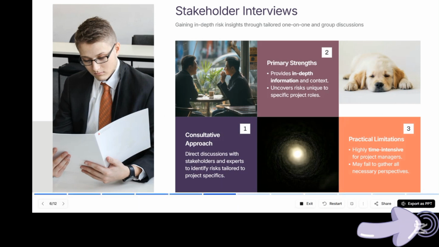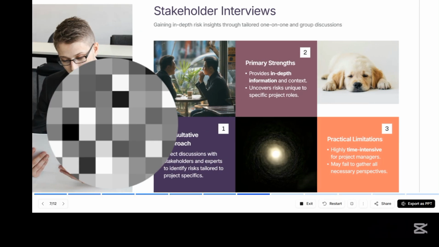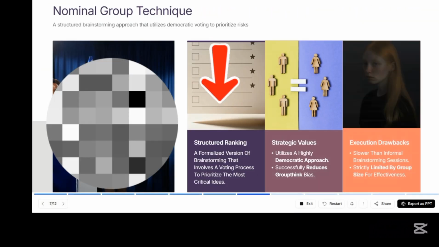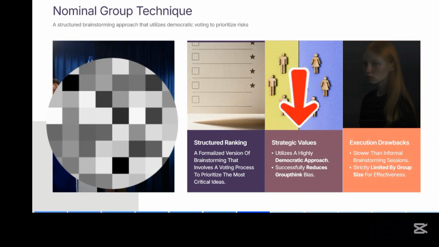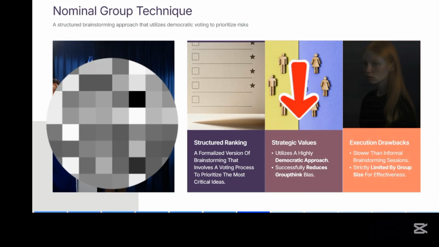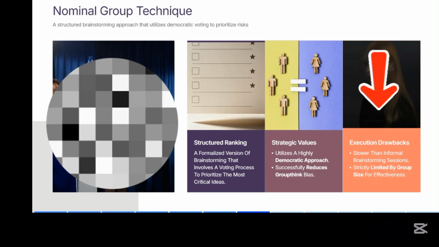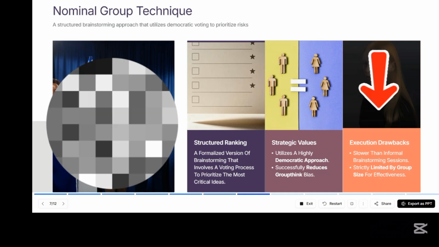Okay, we'll quickly discuss the next identification technique, which is the nominal group technique. Here we go. This is a structured form of brainstorming that involves voting to prioritize ideas. It gives strategic views on the approach. Another benefit is that it reduces groupthink, but it has drawbacks like being slower than brainstorming and having limited group size.